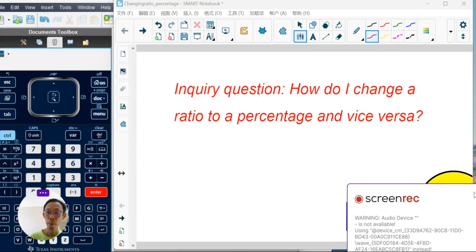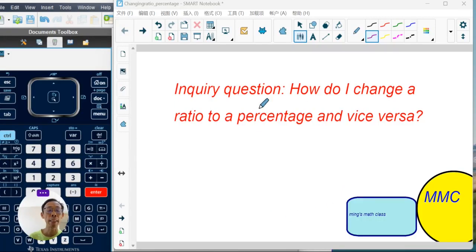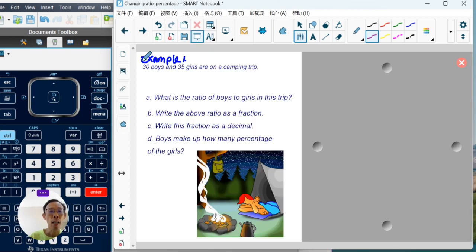Class with me. My name is Ming, and we're going to look at this particular inquiry question. How do I change a ratio to a percentage and vice versa? All right, let us get started.